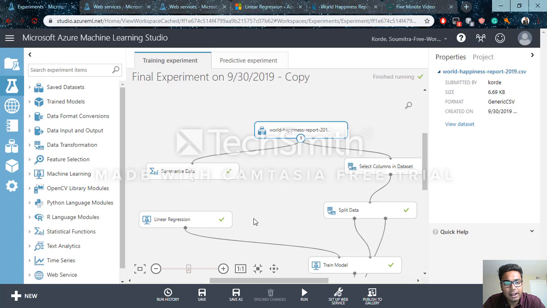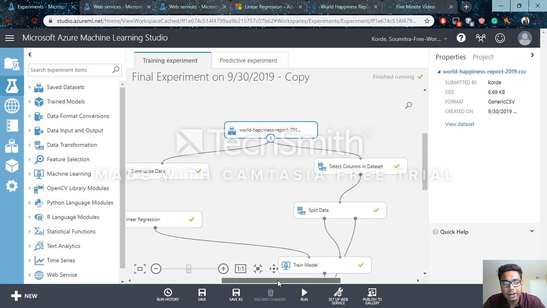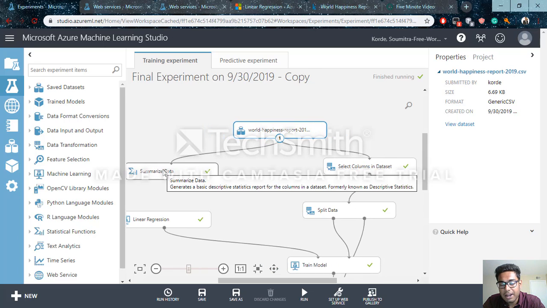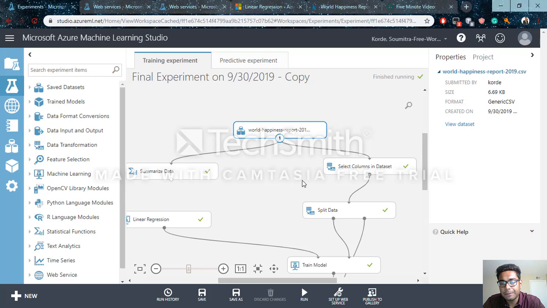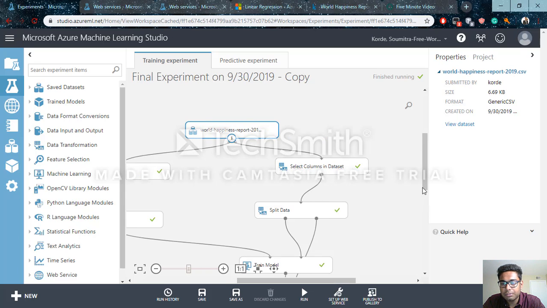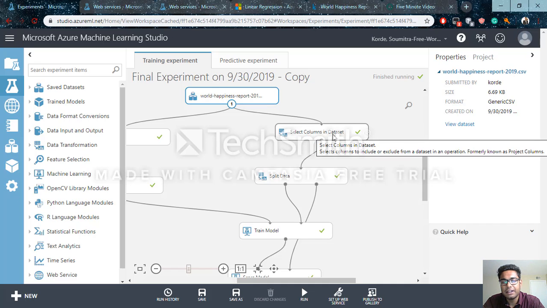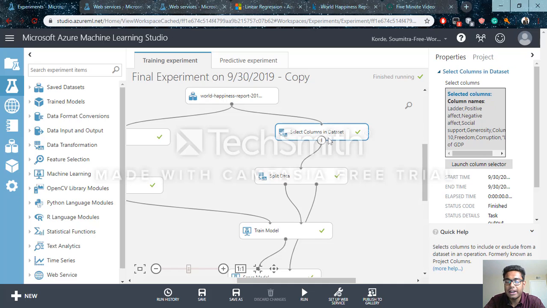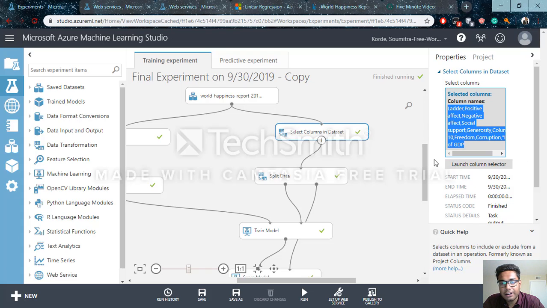So let's get started. As you can see in my model, I've already taken the summarized data, which summarizes the whole data and gives us the descriptive statistics. Then I have taken select columns in data set. The columns I will be using to predict the life expectancy of people from those countries are ladder, positive effect, negative effect, social support, and the parameters that I have highlighted over here.